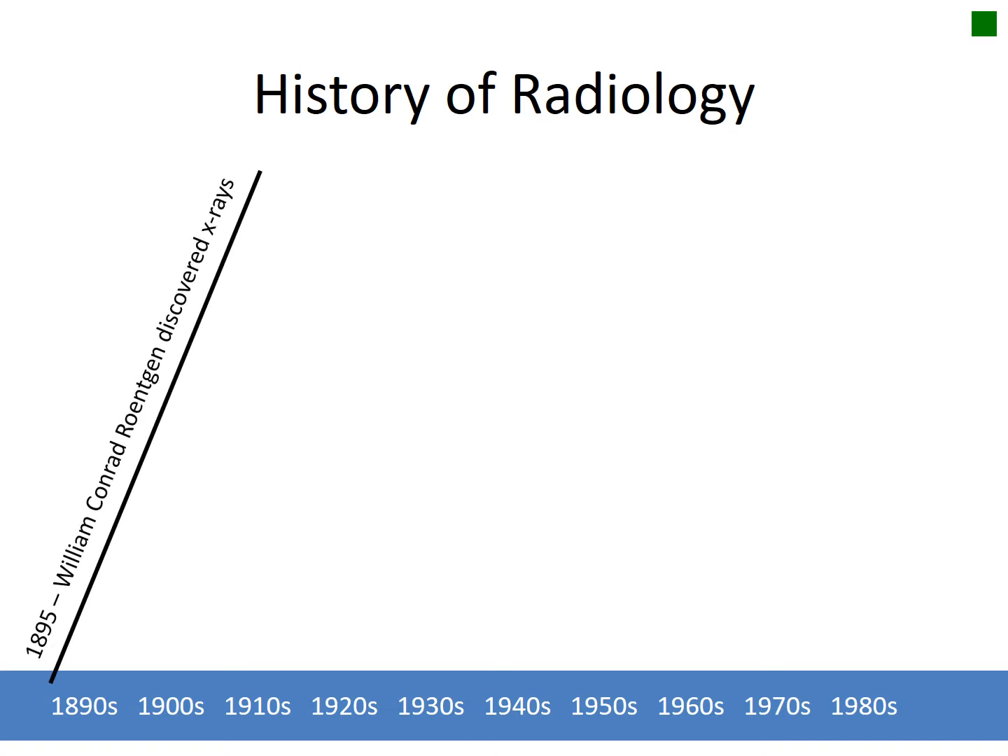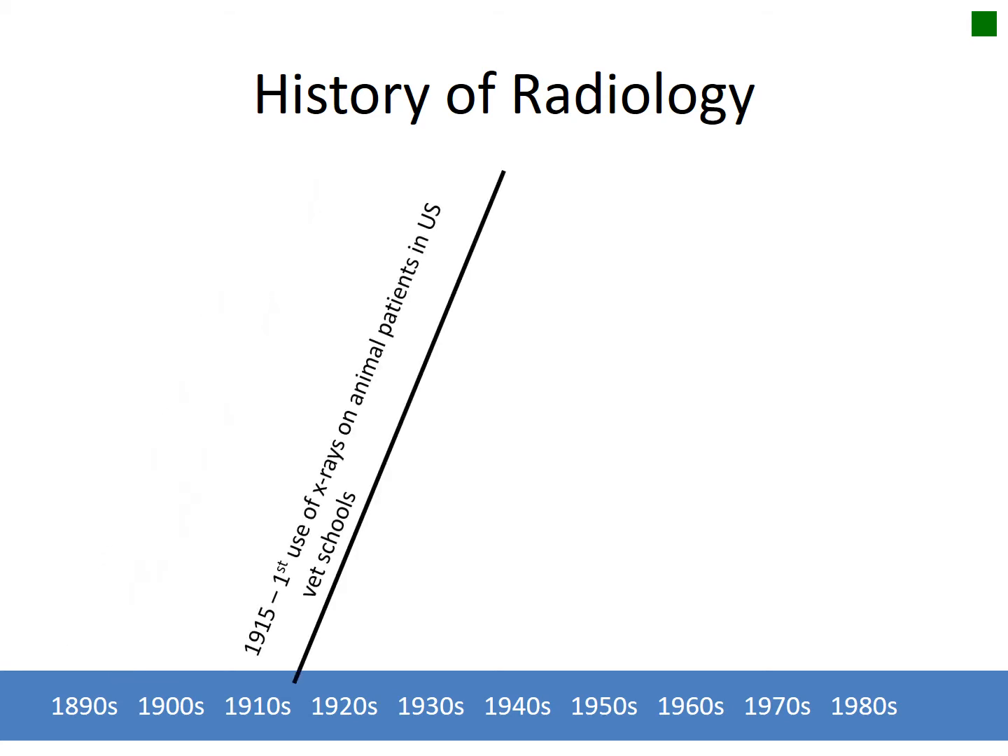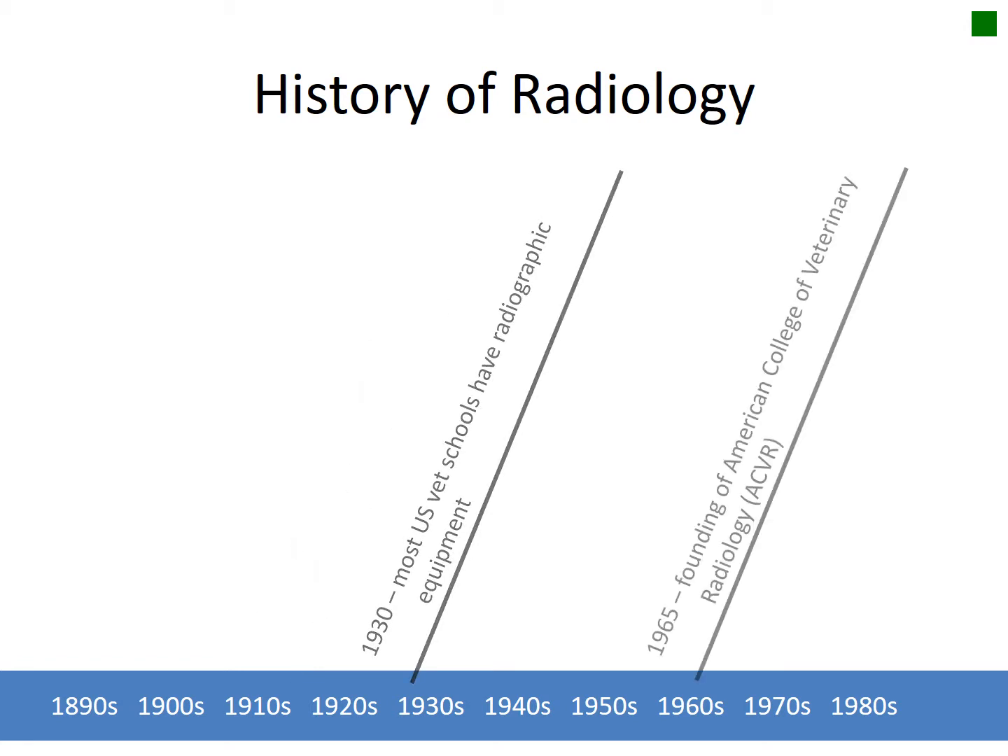In 1895, William Röntgen discovered X-rays, and in 1901, the first radiographs of animals were taken in Vienna. And Röntgen, the guy that just discovered X-rays a couple years back, wins the Nobel Prize. In 1915, we have the first use of X-rays on animal patients in United States veterinary schools. And by 1930, most U.S. vet schools have radiographic equipment.